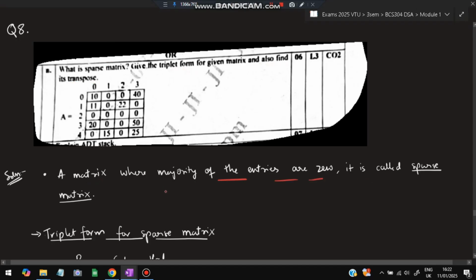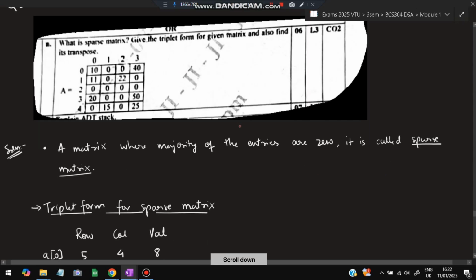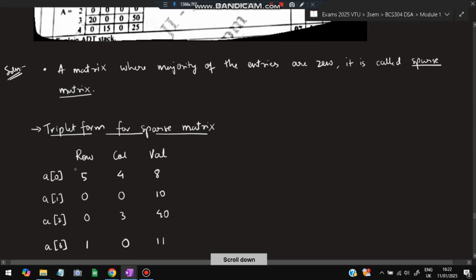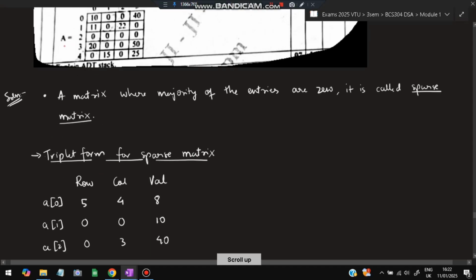Now, what is a sparse matrix is done. Next they have asked is give the triplet form. What is a triplet form? This is the 2D array which we have to consider. In triplet form, first you'll be writing row, column, and value, and you'll be writing A of 0. A of 0 means this is the A array, and the zeroth row. In the zeroth row, you'll be writing 5, 4, 8.